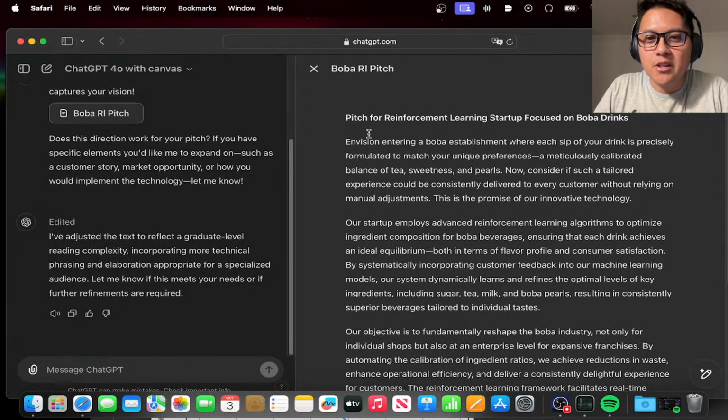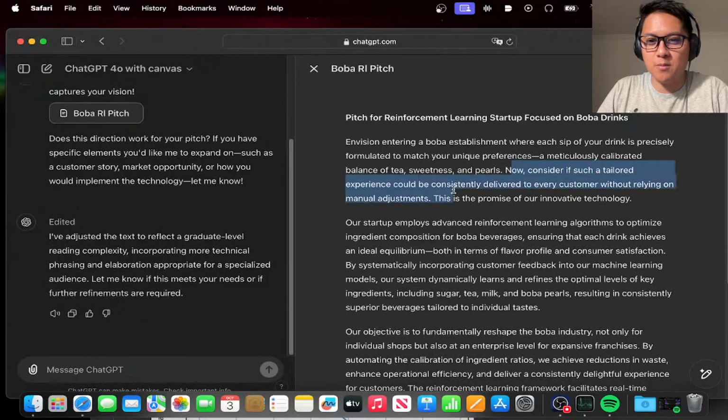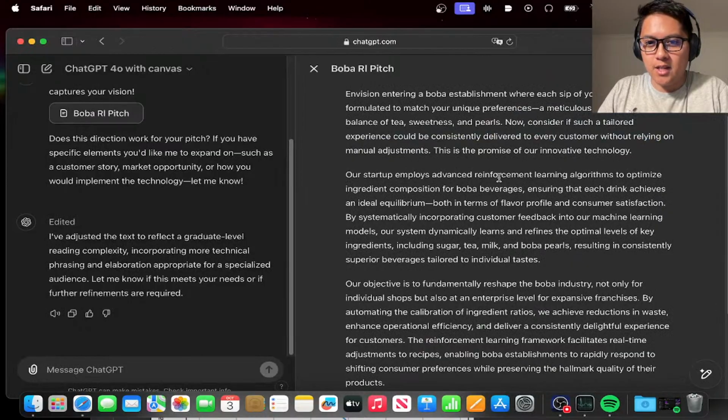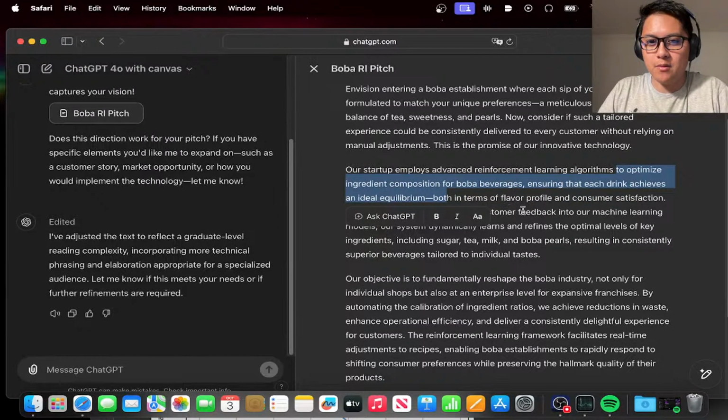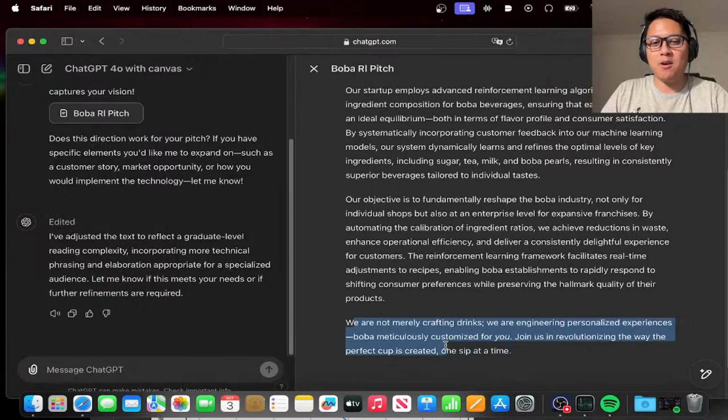Oh, okay. Let's see here. What changed? Envision entering a boba establishment where each sip of your drink is precisely formulated to match your unique preferences. A meticulously calibrated balance of tea, sweetness, and pearls. You sold me. I'll invest. PR nonsense. Now consider if such a tailored experience could be consistently delivered to every customer without relying on manual adjustments. This is the promise of our innovative technology. What's the technical stuff? Advanced reinforcement learning algorithms to optimize ingredient composition for boba beverages, ensuring that each drink achieves an ideal equilibrium. Our objective is to fundamentally reshape the boba industry. Blah, blah, blah. We are not merely crafting drinks. We are engineering personalized experiences, boba meticulously customized for you. Join us in revolutionizing the way the perfect cup is created, one sip at a time.